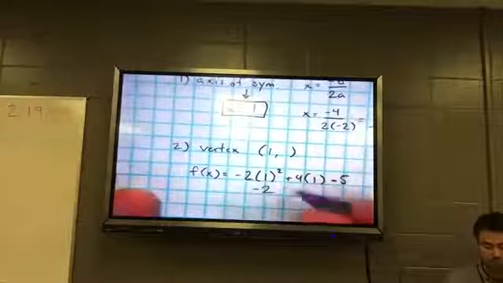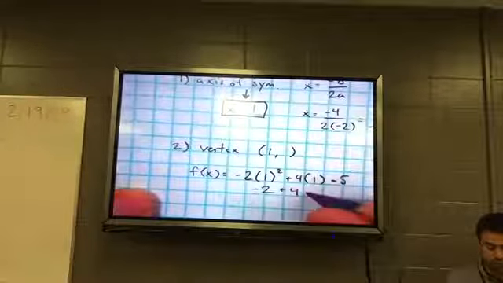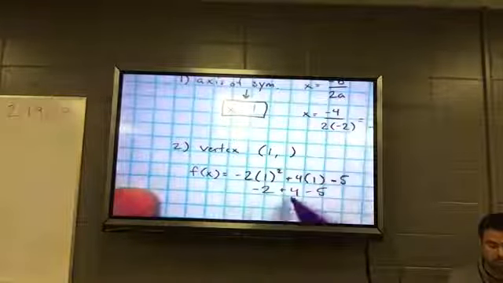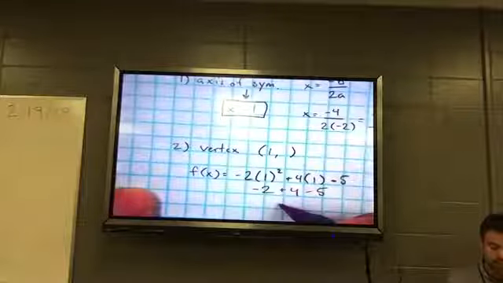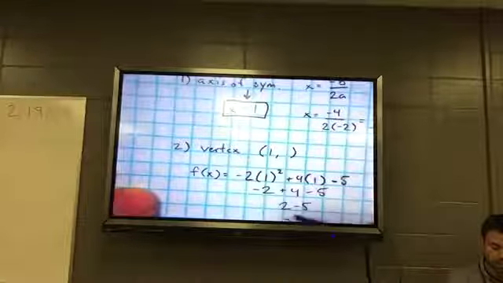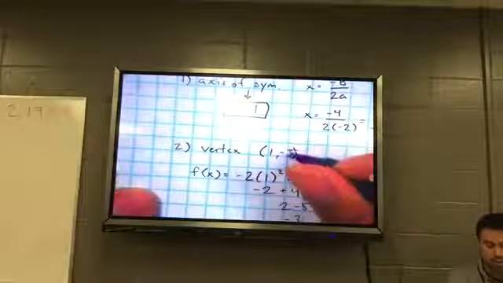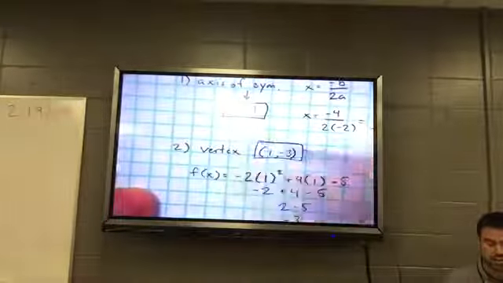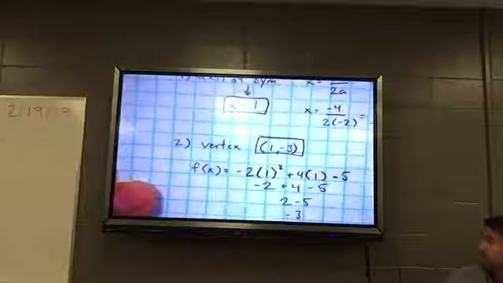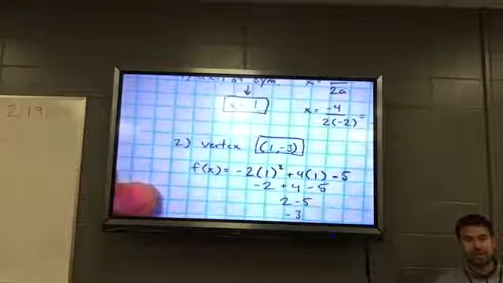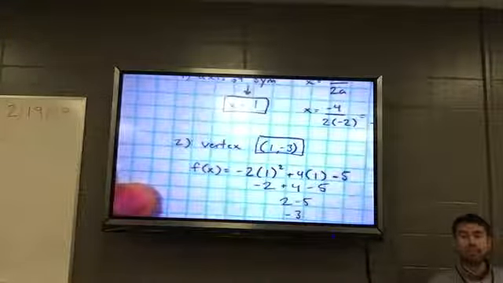What's 4 times 1? 4. Positive 4, good. Minus 5. What's negative 2 plus 4? 2. Minus 5? Negative 3. If x equals 1, y equals negative 3. I got my vertex: 1, negative 3. Guys good on that? Okay, go ahead and start the sketch of your graph.